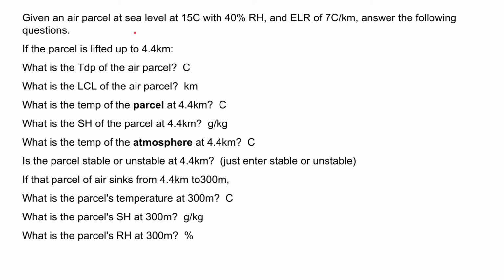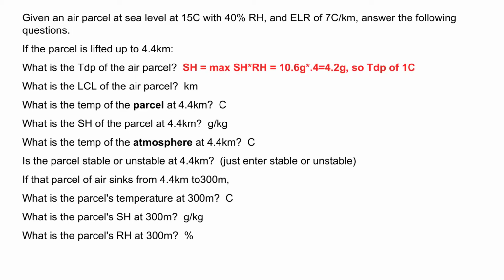So we're given an air parcel at sea level at 15 Celsius. It's got 40% relative humidity. The environmental lapse rate is 7 degrees of cooling for every kilometer you go up. And we're going to answer the following questions. If we take that parcel of air at 15 Celsius with 40% relative humidity and we lift it up, the first thing we're going to have to find is the dew point temperature.